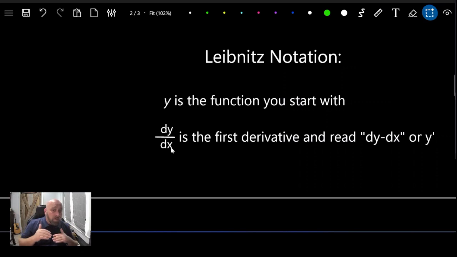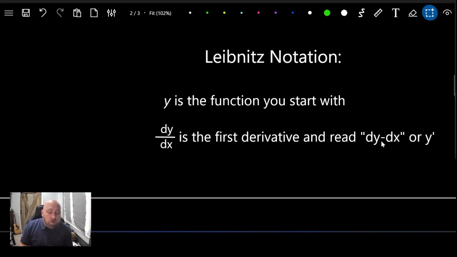So rise over run, right? Your up is your rise, and your left and right is your run. You remember that? So this is basically saying the same thing, except we're just writing it a different way. So it's still slope, and it is the first derivative, and it's read like this.